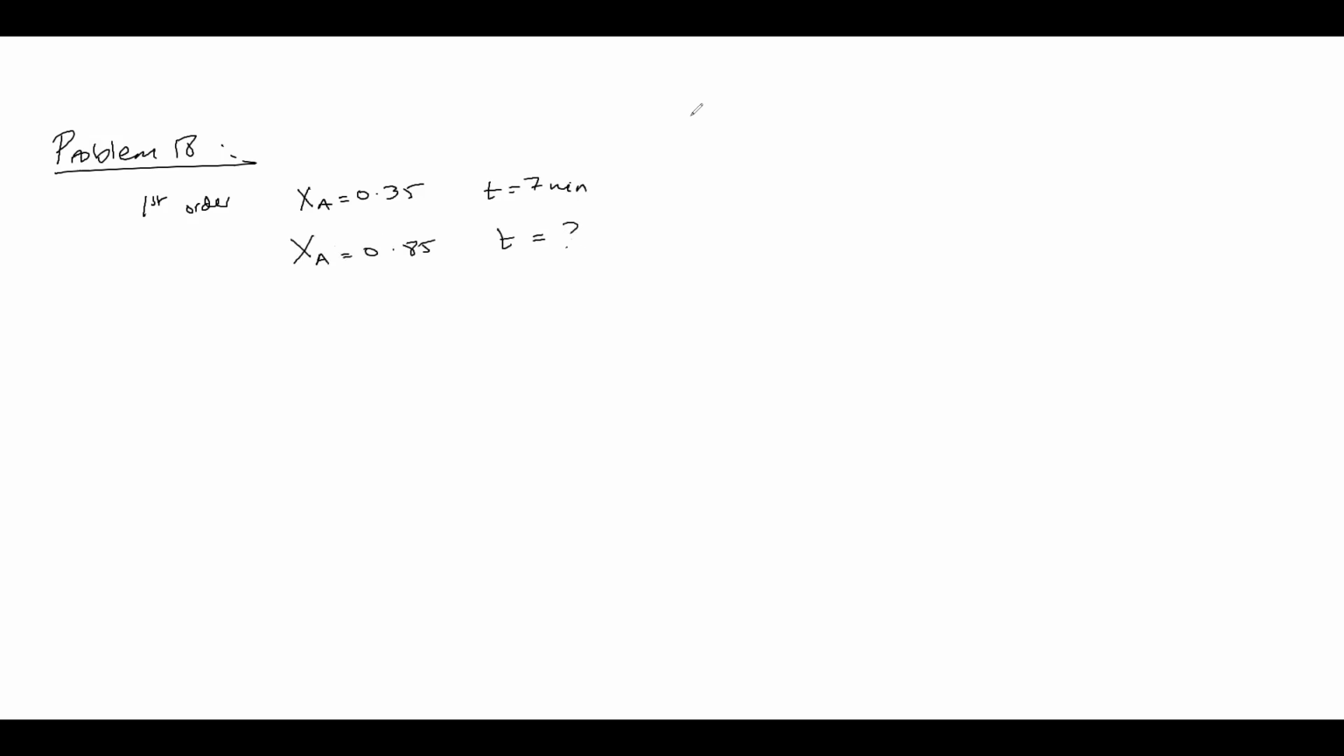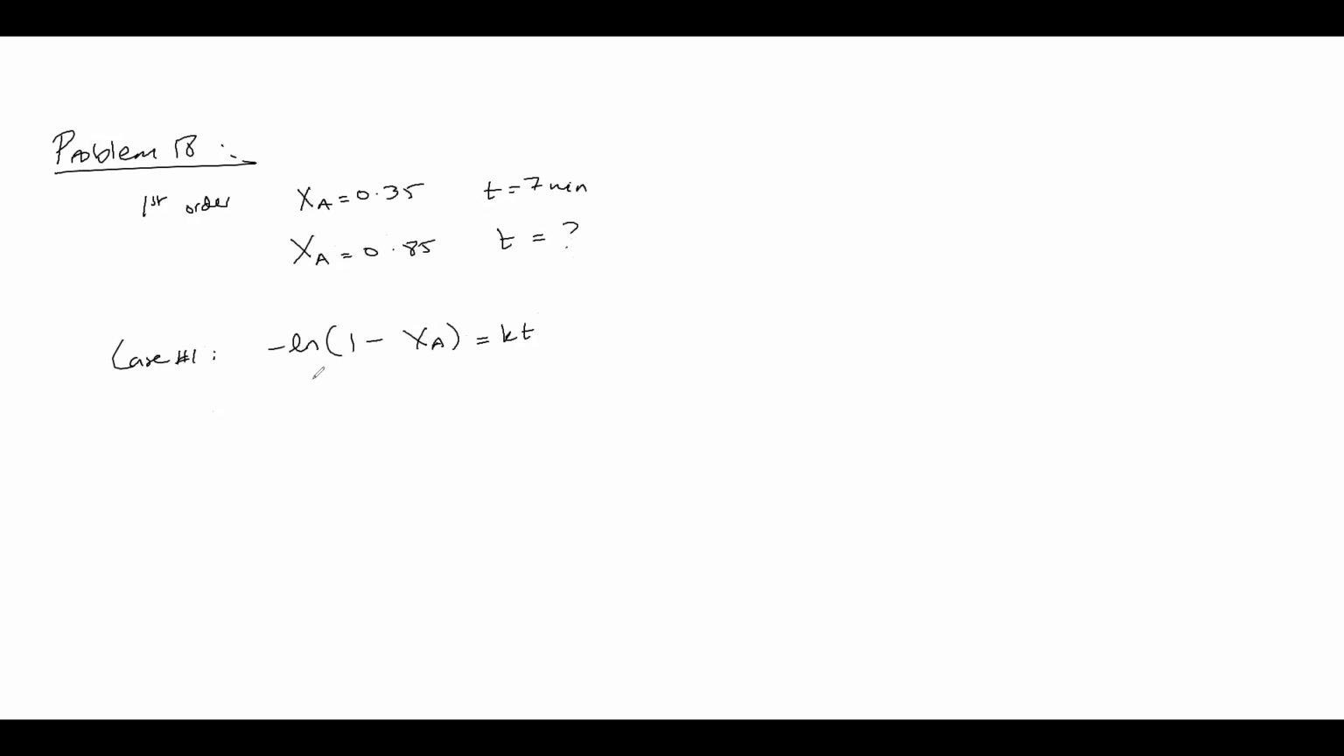So we've done this type of problem a bunch of times today, but there's a high probability this type of thing is going to show up on the test. Hopefully the hint is clear enough. For first order, case number 1, you're going to get minus ln 1 minus XA is equal to KT. I'm going to use the first set to solve for K, second set to solve for T.